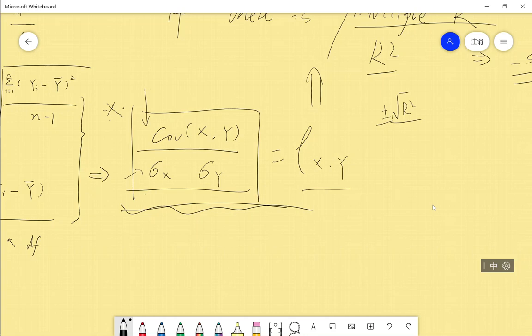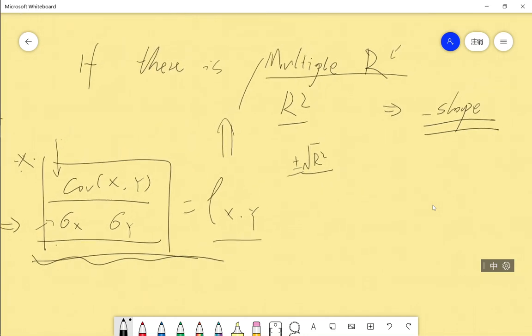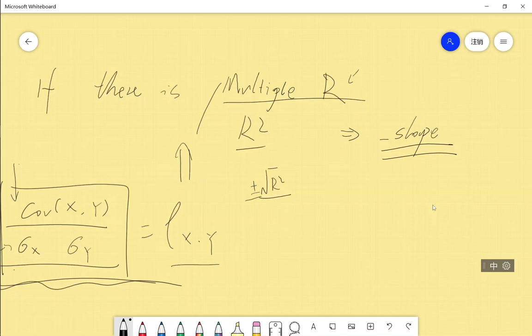My recommendation is when you decide to do that the hard way, you always check whether there is an easy way of doing that. So if there is a multiple r or r square, you can always use that by taking the square root of the r square, or use the multiple r to get the correlation of x and y.